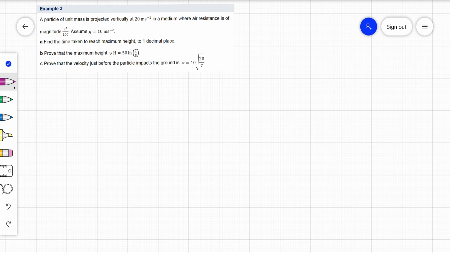Alright, so a particle of unit mass is projected vertically at 20 meters per second in a medium where air resistance is of a magnitude of v squared on 100. Okie dokie.